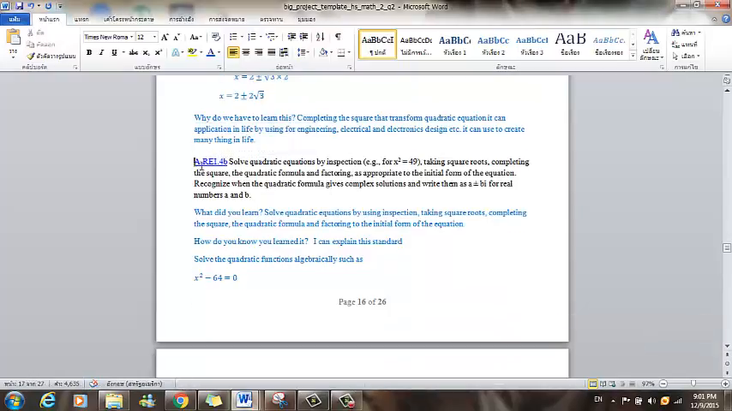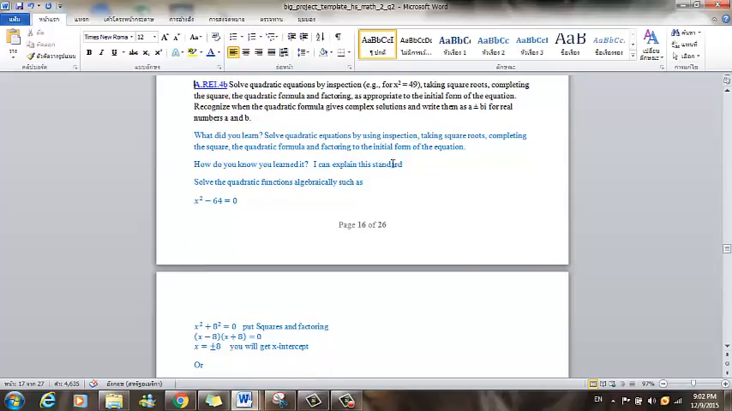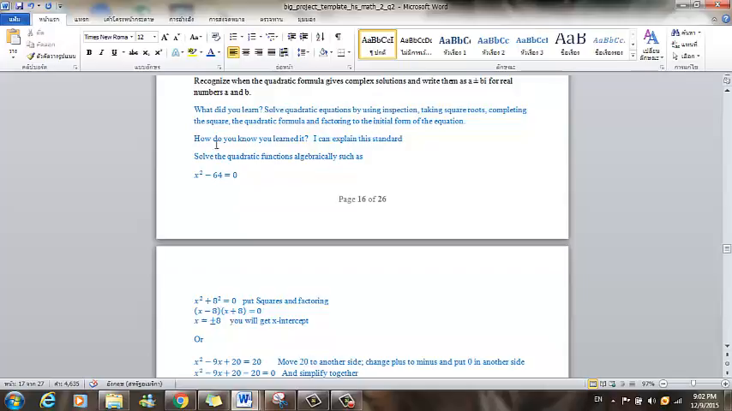So the next standard is A.RE14B. What did we learn? We solve quadratic equations by using inspection, taking the square root, completing the square, the quadratic formula and factorizing, back to the initial form of the equation.